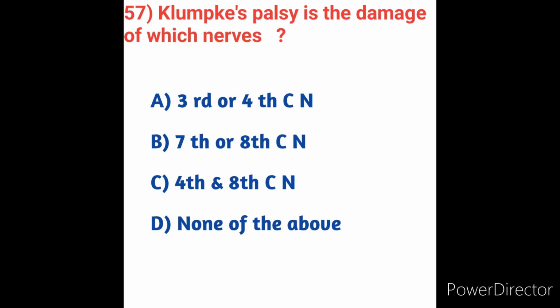Usually the 8th cervical nerve and first thoracic nerves are injured in this Klumpke palsy. So here option B, 7th or 8th cervical nerve, is the correct answer. Klumpke palsy is the damage of 7th or 8th cervical nerves. Next we will move on to question number 58.